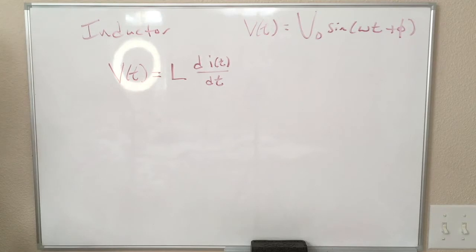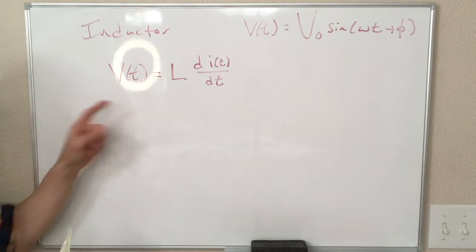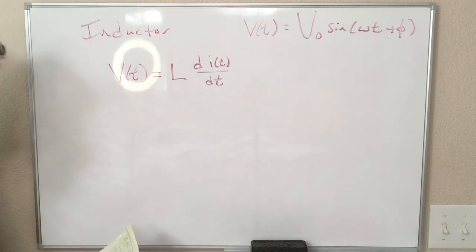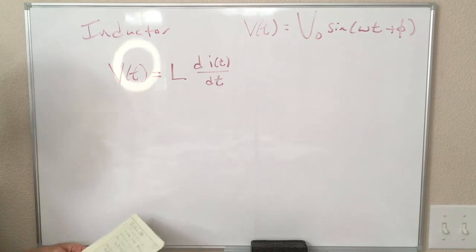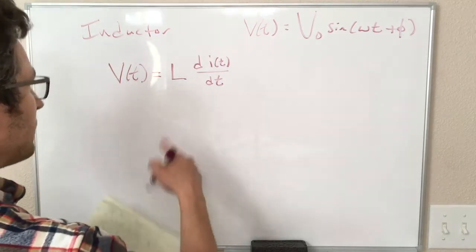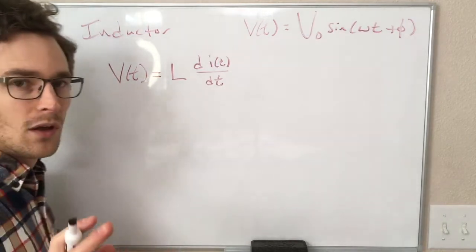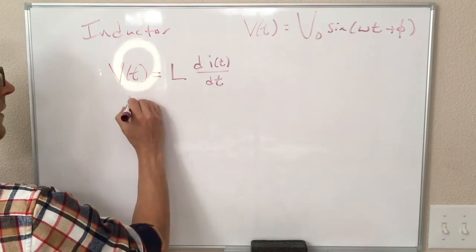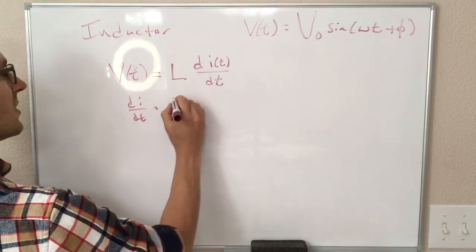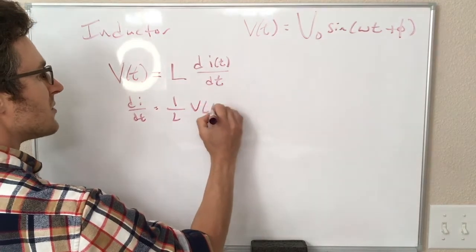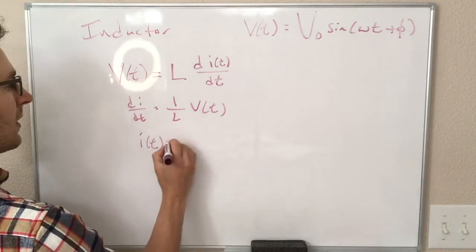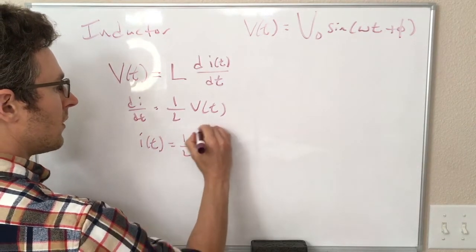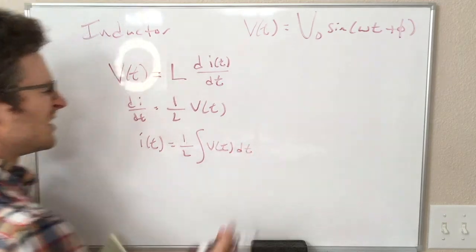So this is kind of the opposite of a capacitor, where the current was proportional to the derivative of the voltage, which ended up being the derivative of the charge, right? So if we flip this around and solve for I, I'm playing fast and loose with my math here, but you'll see what's going on. So we get di/dt is equal to 1 over L times v of t, which means I is the integral of the stuff on the right. So that's 1 over L integral of v of t dt.